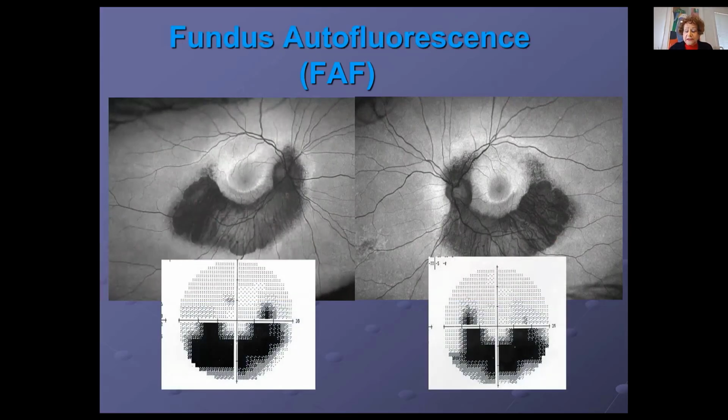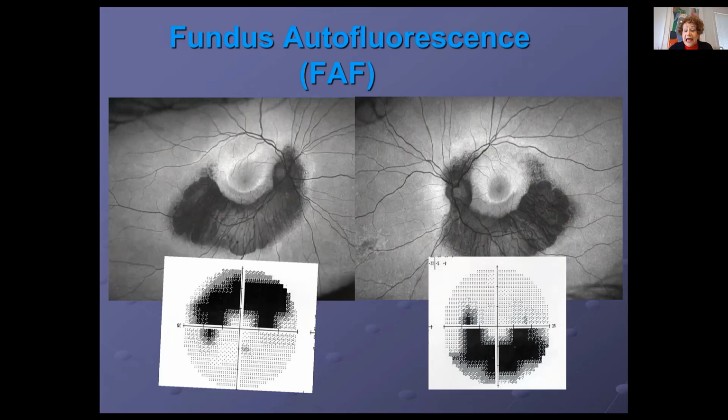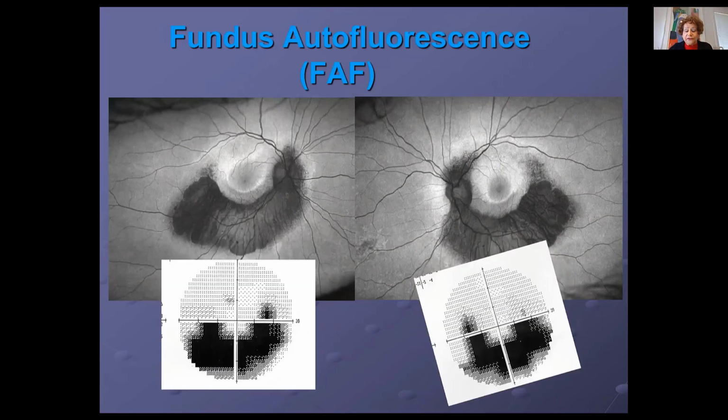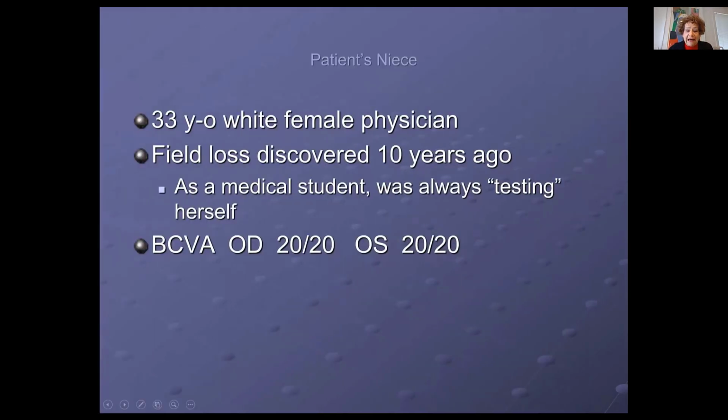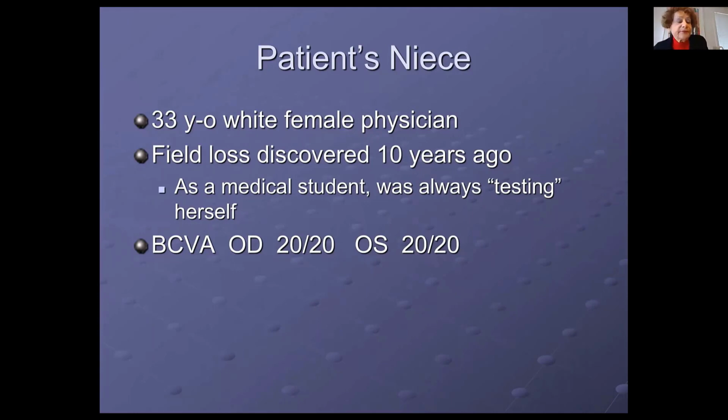Now let's rotate his visual fields around and we can match this dense arcuate scotoma to his fundus autofluorescent images. So what does he have? Well, let's look at his niece. And you might say, well, it's obvious from the fundus autofluorescence, we can explain the fields. But let's look at his patient's niece. What if she was a glaucoma suspect?